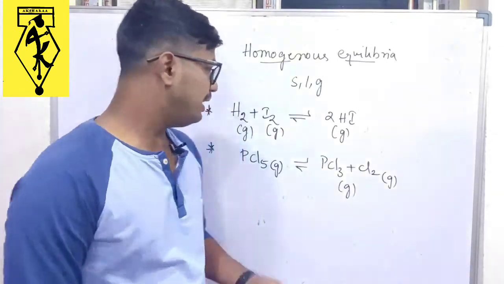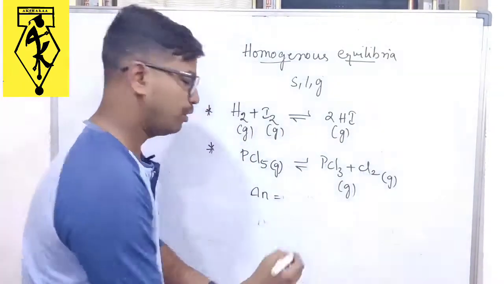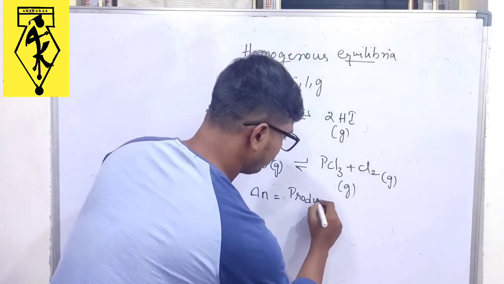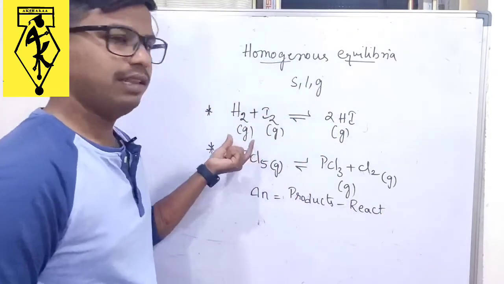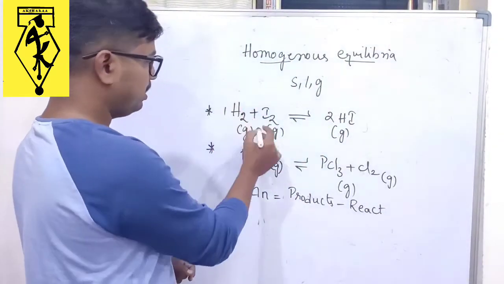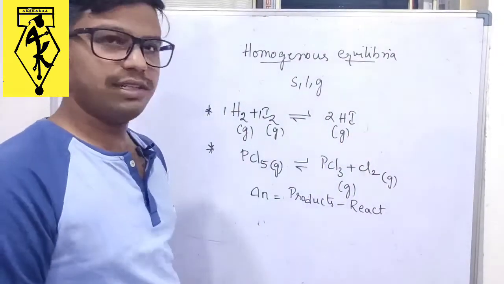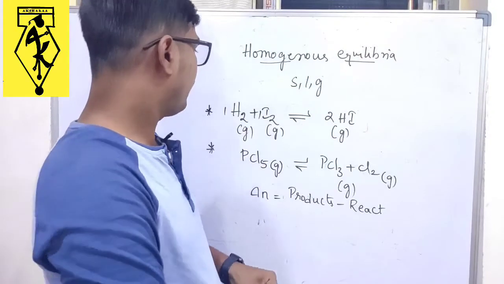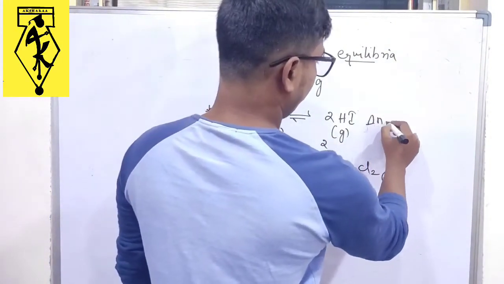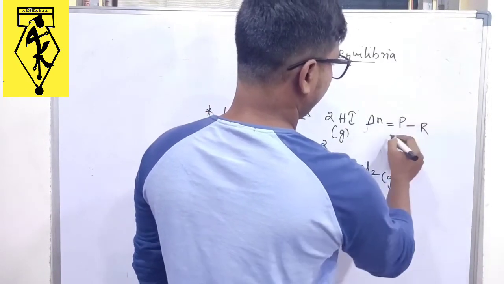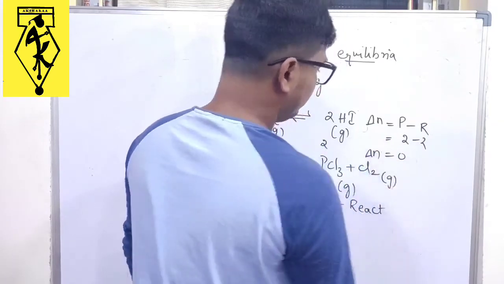Let's see what happens to the delta n values. So what is delta n? The stoichiometry of the products minus reactants, right? In this case, 1 mole of hydrogen and 1 mole of iodine react to give 2 moles of hydrogen iodide, which is a gas. Here 1 plus 1 is 2, and here also 2 moles. What about delta n? Products minus reactants is 2 minus 2, equal to 0. Delta n value is 0.